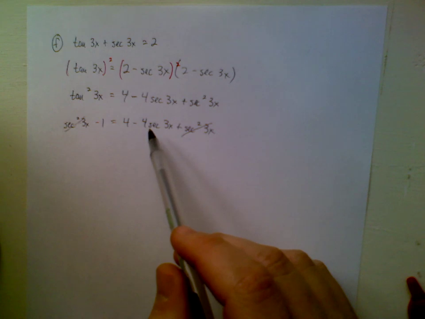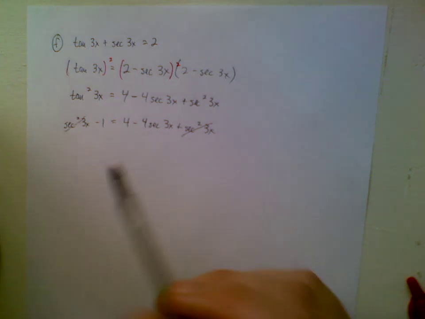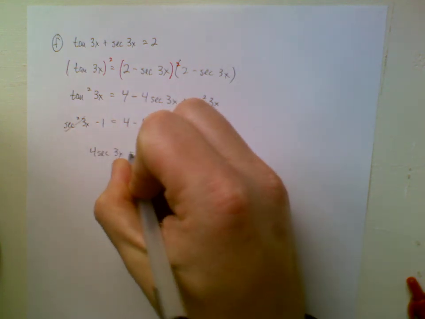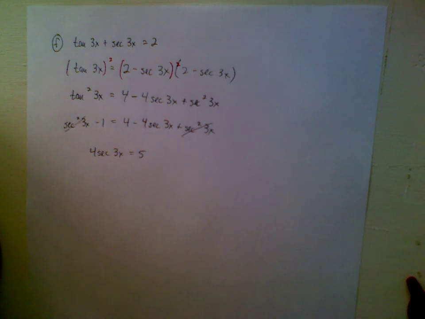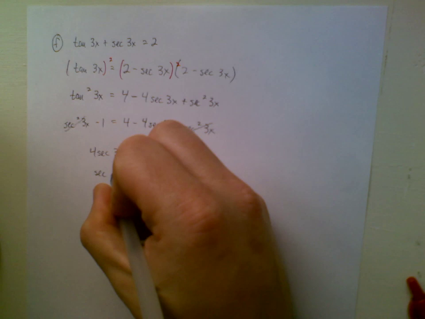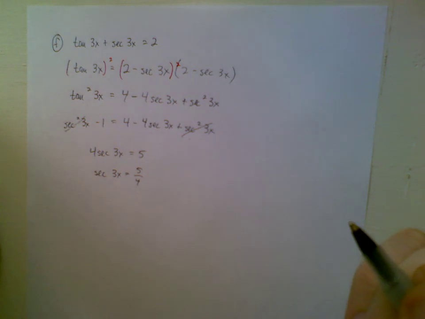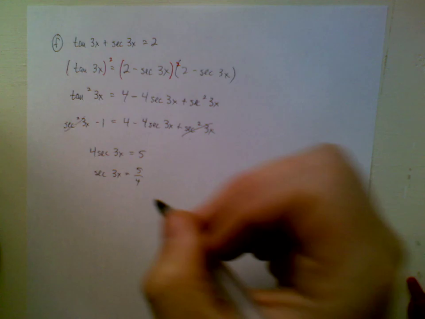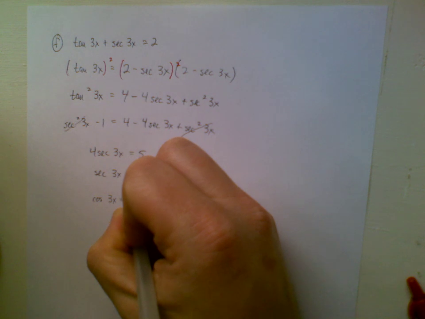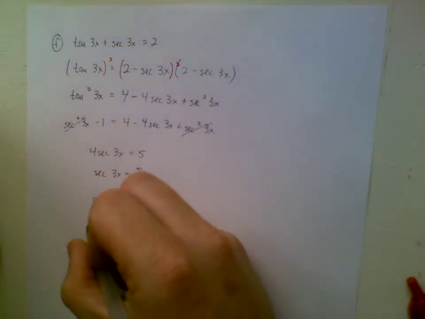Okay. So I'm going to add this term over to the other side. I'll end up with 4 secant 3x equals 5. Divide by 4. Use a reciprocal identity. Apply your handy-dandy rule.